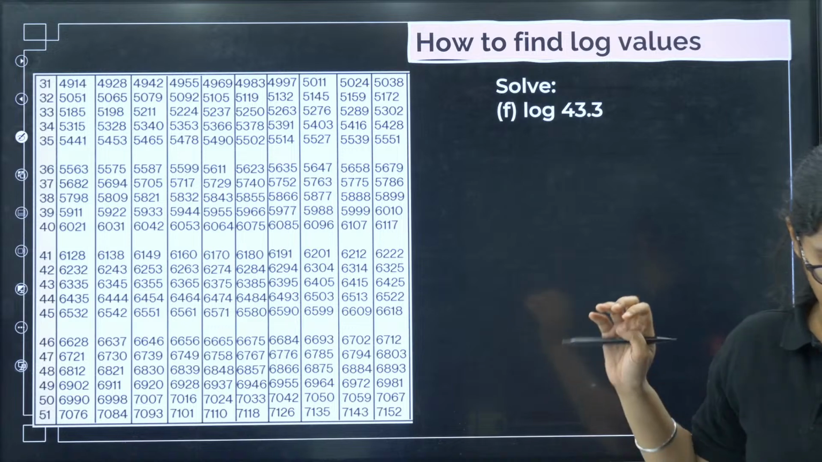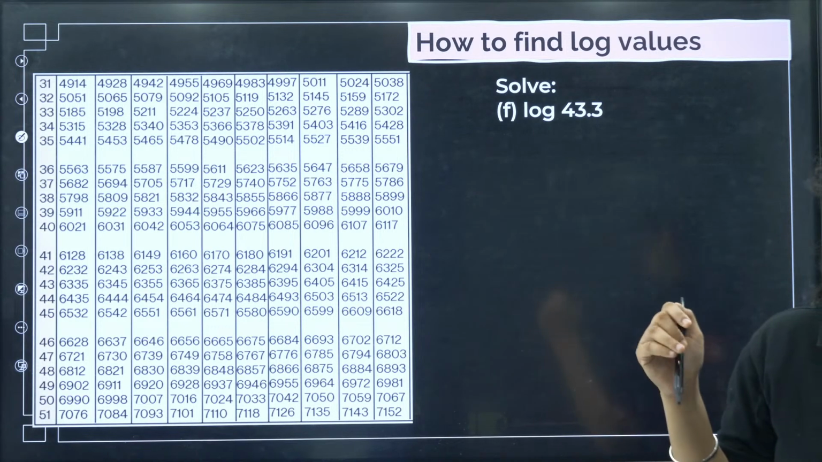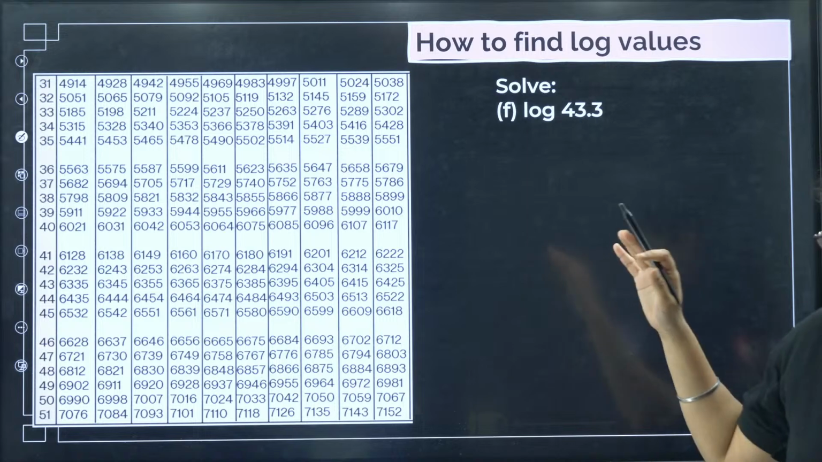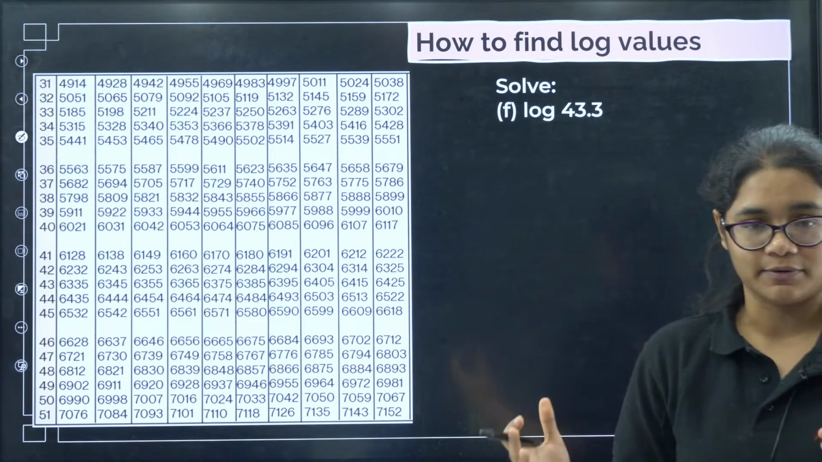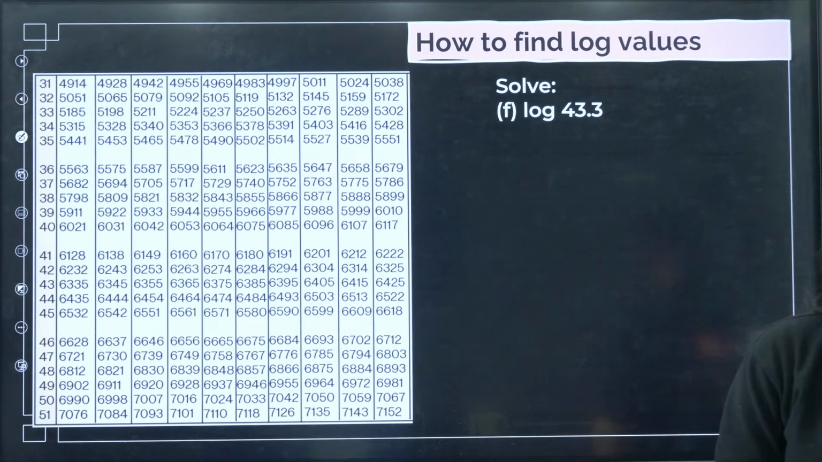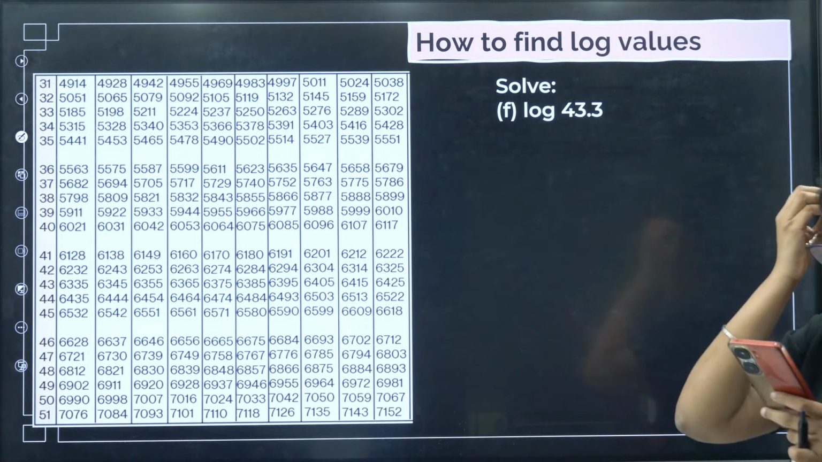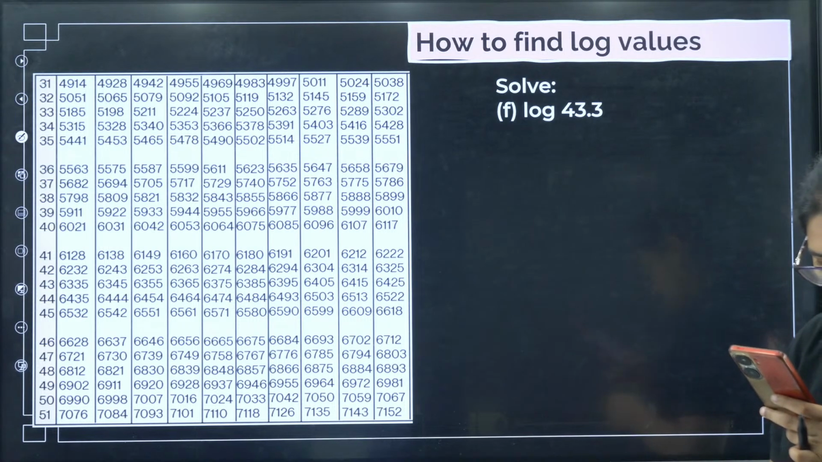Just wait, I have two or three more questions. You need to practice at least 5-6 questions to be confident. So we will do a few more questions, then we will go for antilog. Now try this one and answer me. Try this question and answer me, everyone. All of you are doing very good.